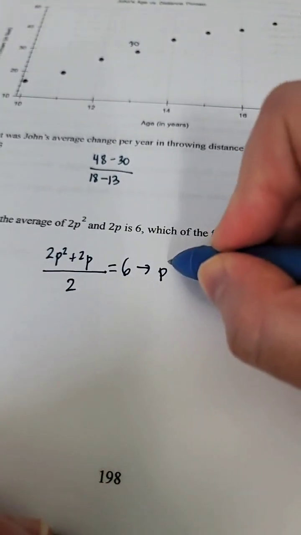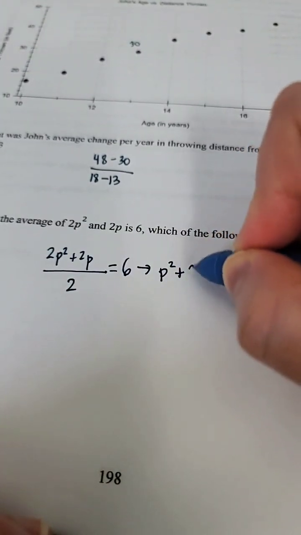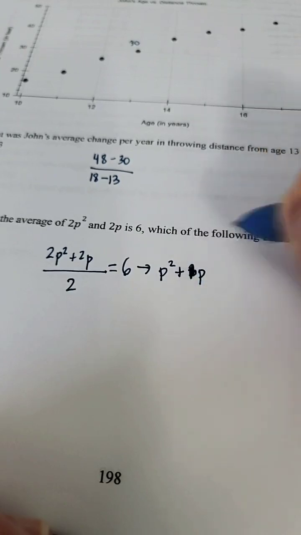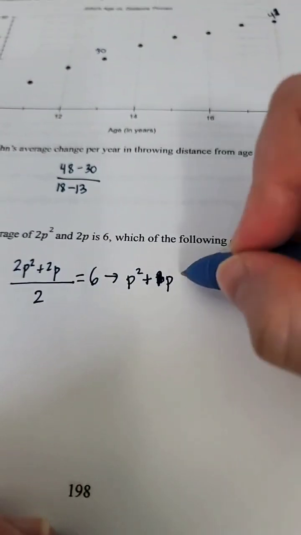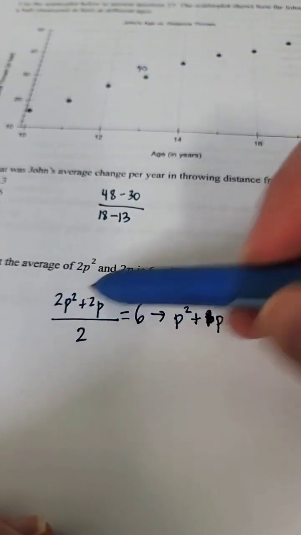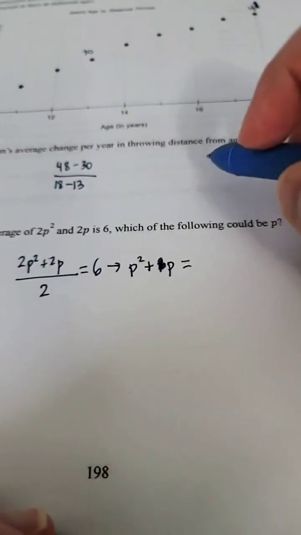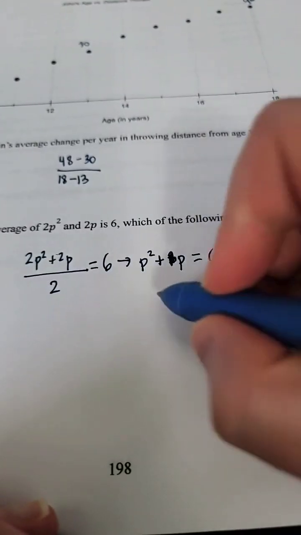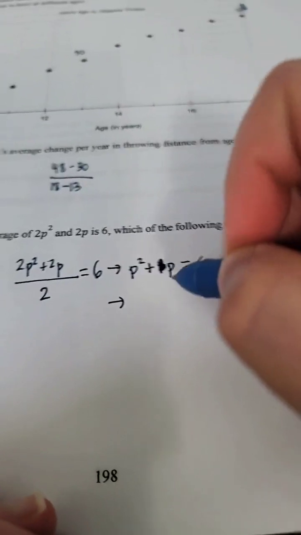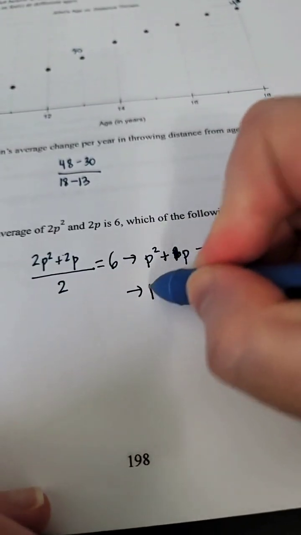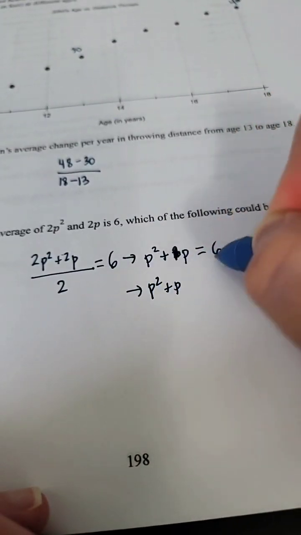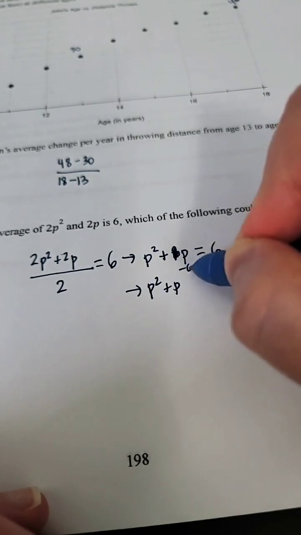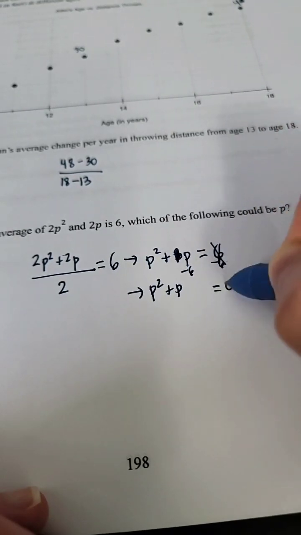So I could divide by 2 on top and bottom to get p squared plus p, because the greatest common factor is 2. So that's why I'm dividing by 2, because I can just cancel all these 2's out. So then I get that that's equal to 6. So now I can just say, oh, I have a quadratic. I'm going to set it equal to 0 to solve for what p is. So I'm going to say p squared plus p. I'm going to subtract 6 from each side. When I do that, this cancels out to 0. And then I just get minus 6 here.